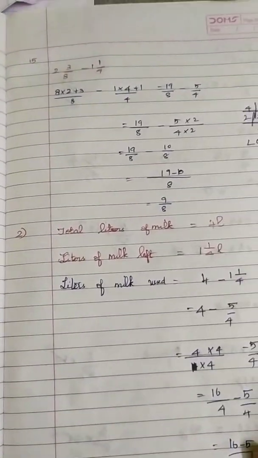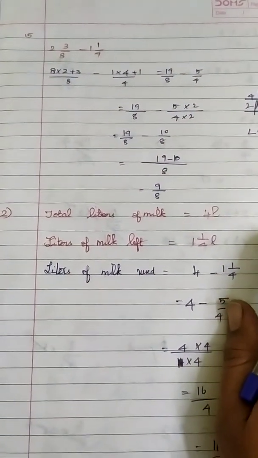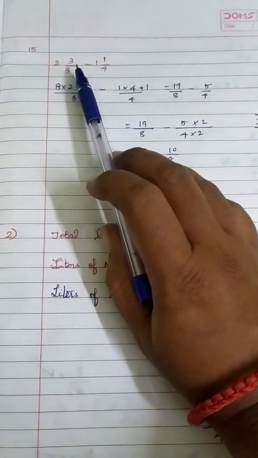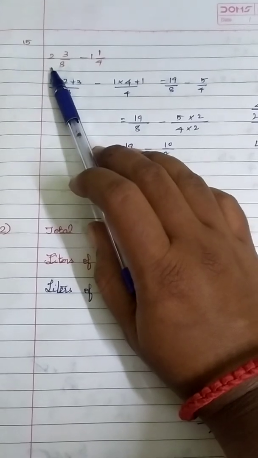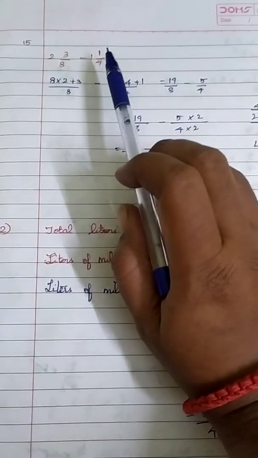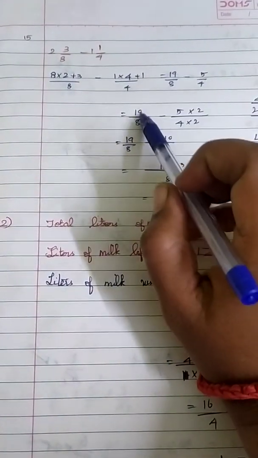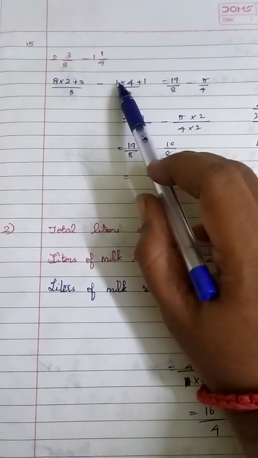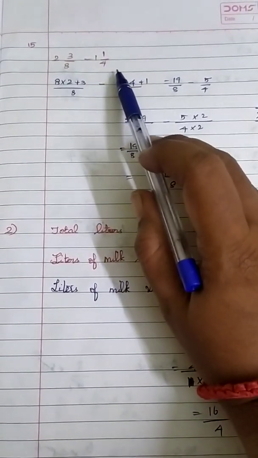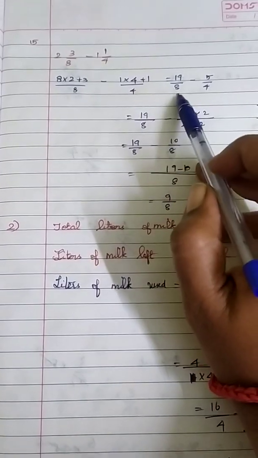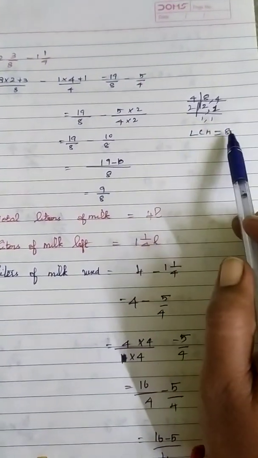And the 15th problem, you have two fractions as a mixed fraction. Converting mixed fraction into an improper fraction. 8 2s are 16, 16 plus 3, so it is 19 by 8. And 1 into 4, 4 plus 1, 5, 5 by 4. Denominators 8 and 4. Finding the LCM, it is 8.